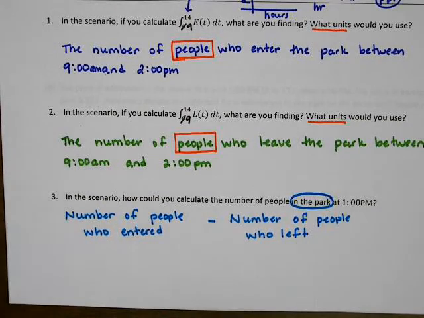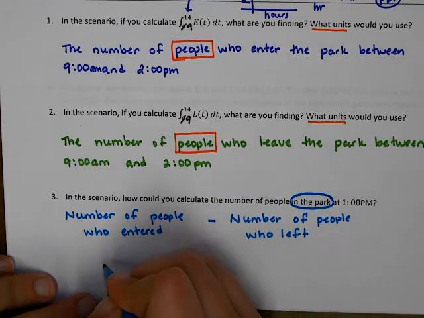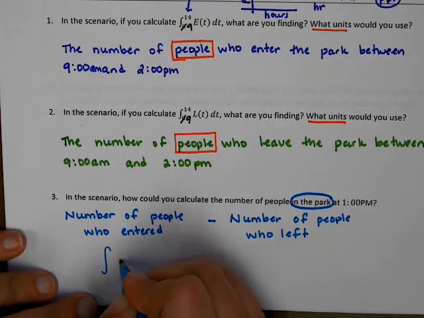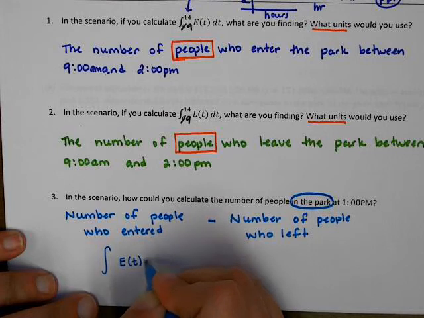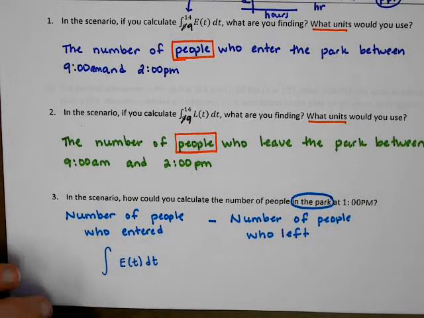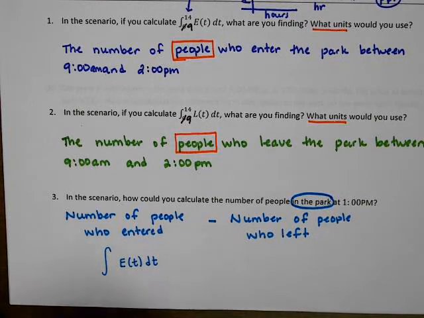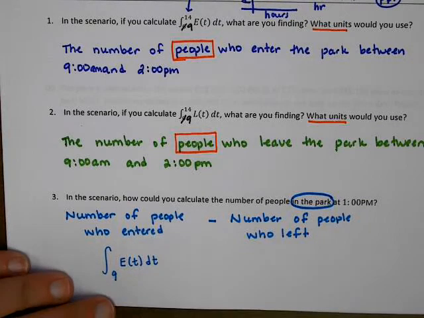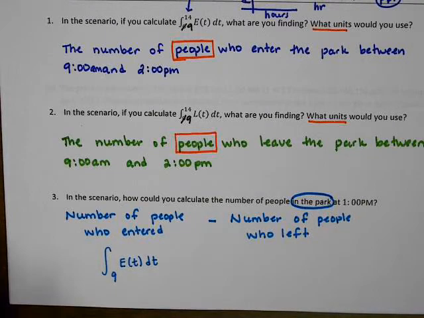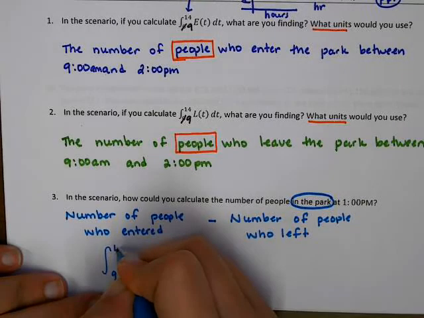So how could we find the number of people who entered by 1 p.m.? We would integrate our entering function. We add up, integral, all of the people who enter, E. Now we can start at 9 a.m. because that's when the park opens. But then we have to end at 1 p.m., which we would call hour 13.